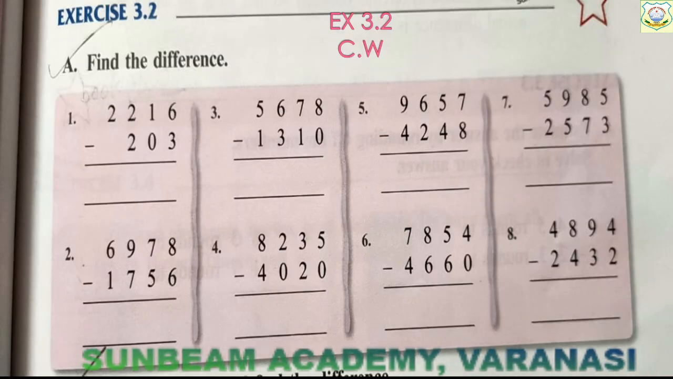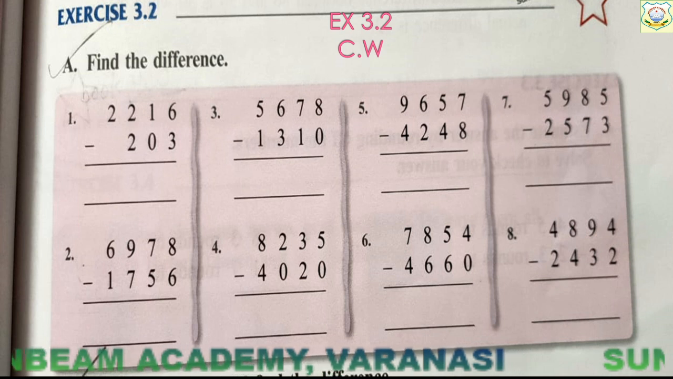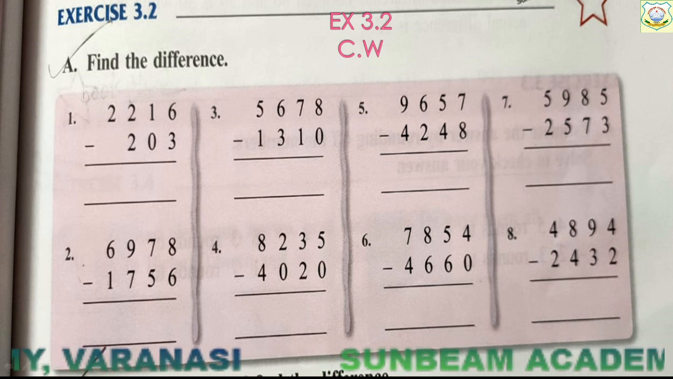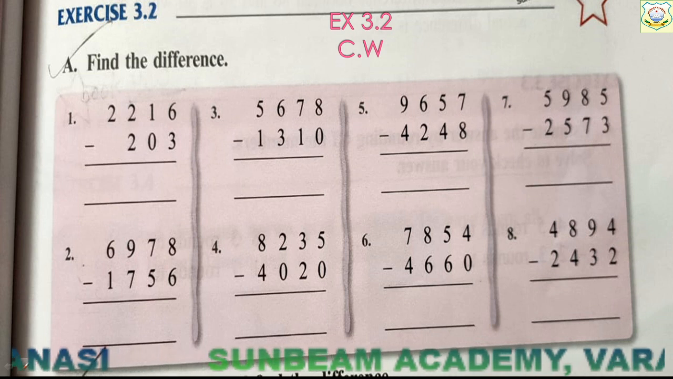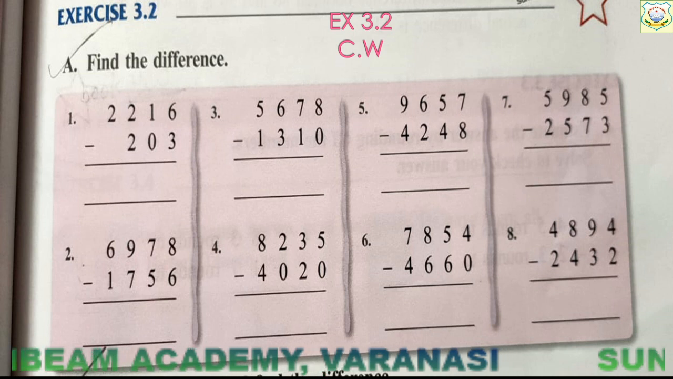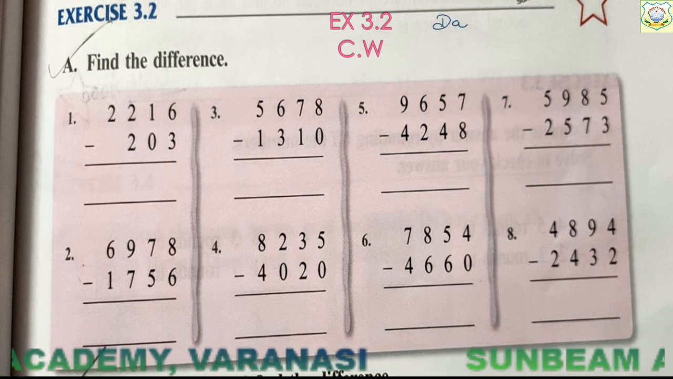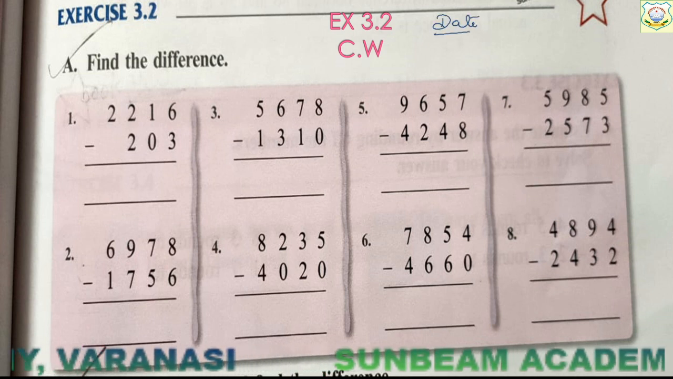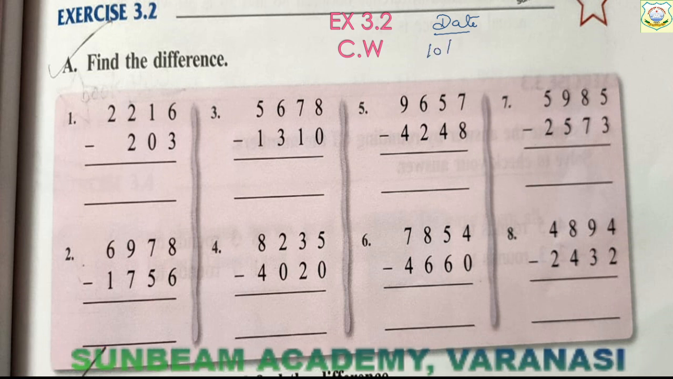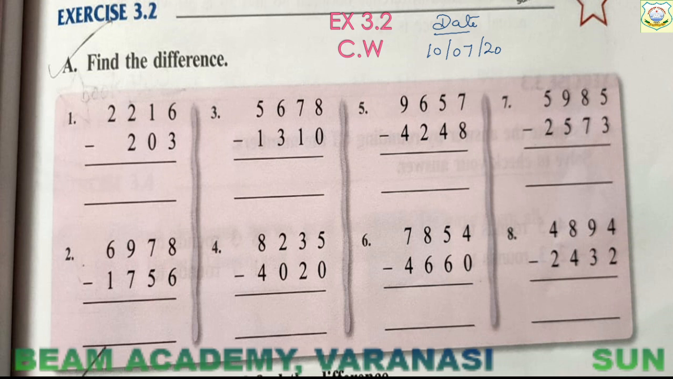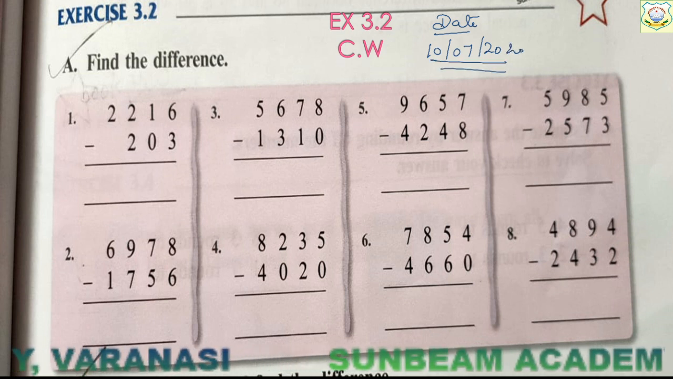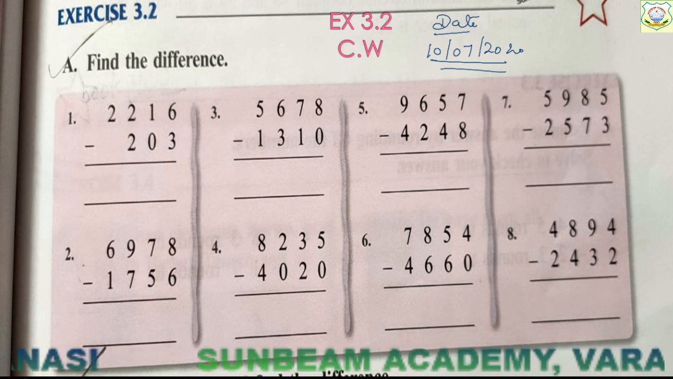Take out page number 49 and on the page note down the date. Okay, as I always used to tell you, note down today's date. Today is, I'm writing here the date. You can write anywhere. Today is 10/7/2020. Note down the date and then we will start the work. Take out your pencils.